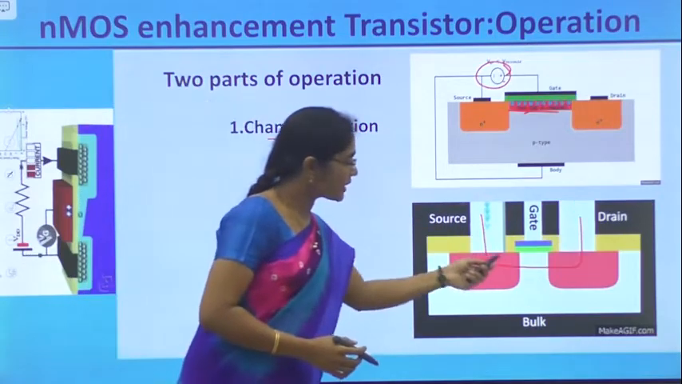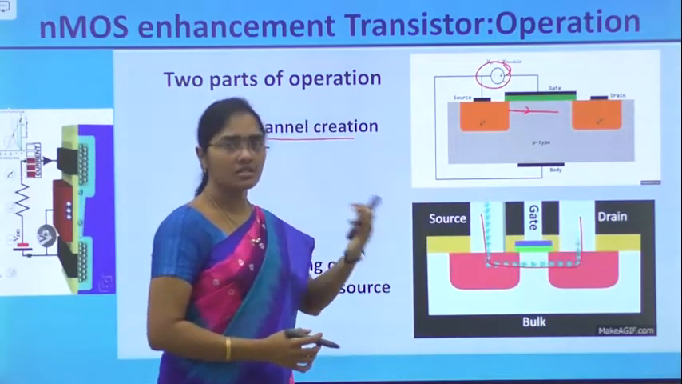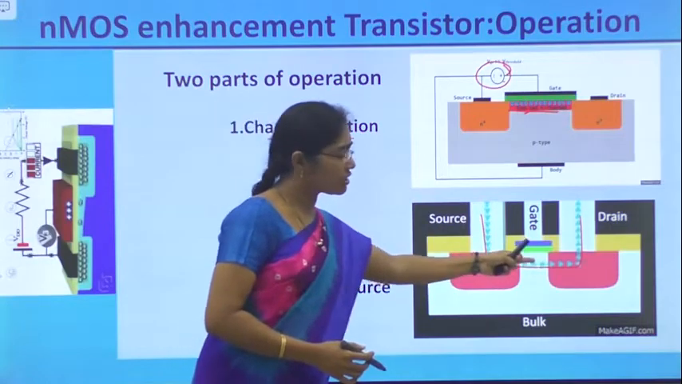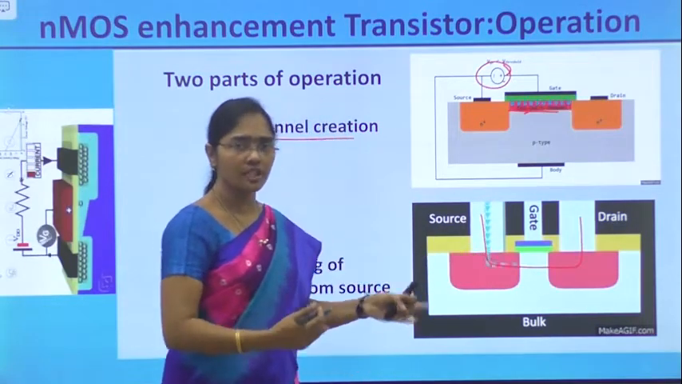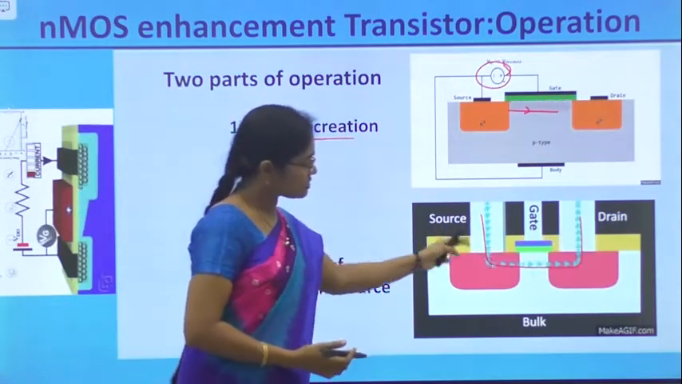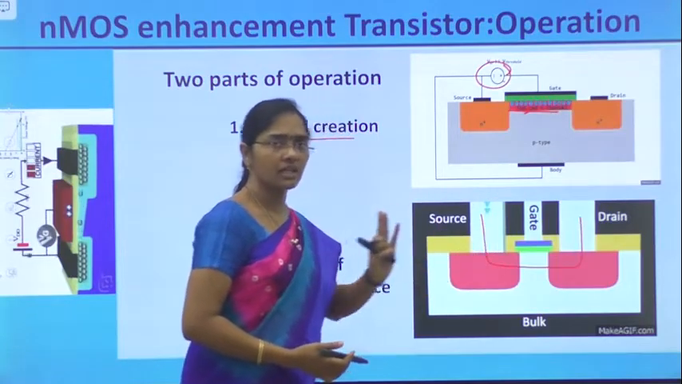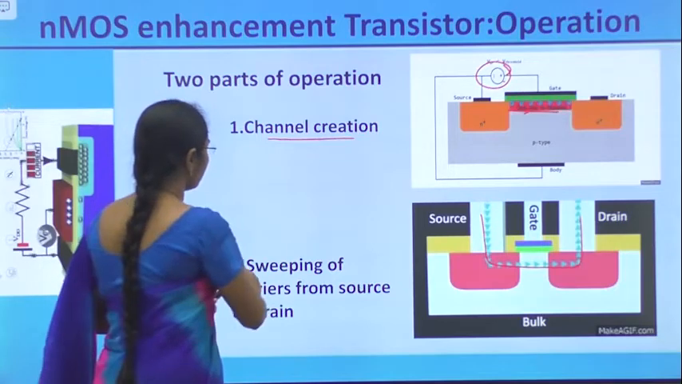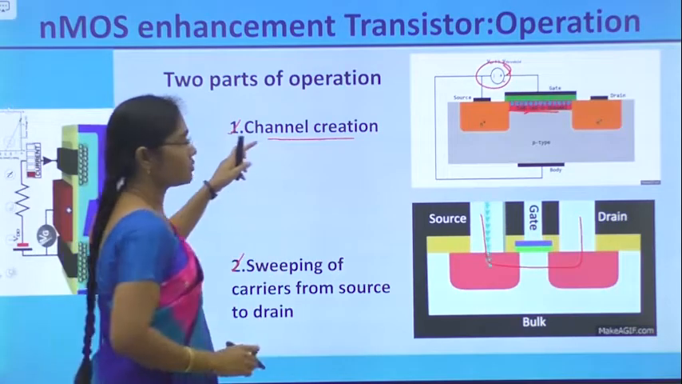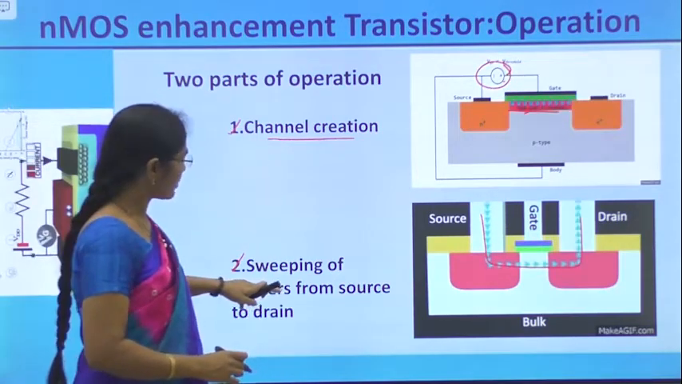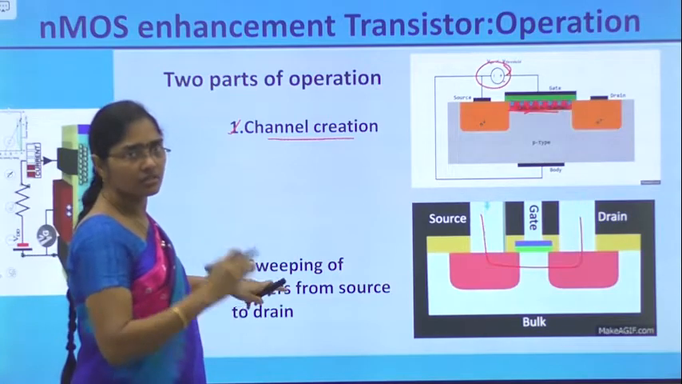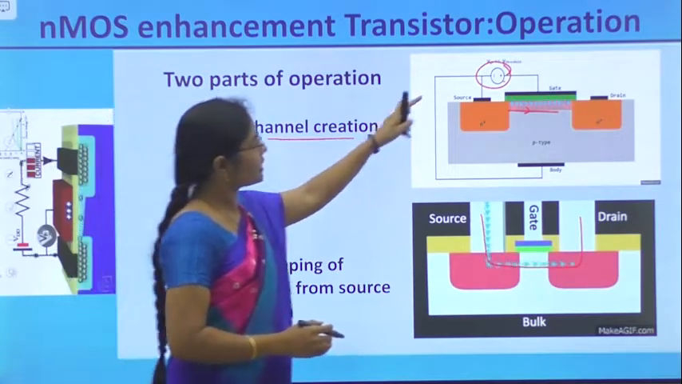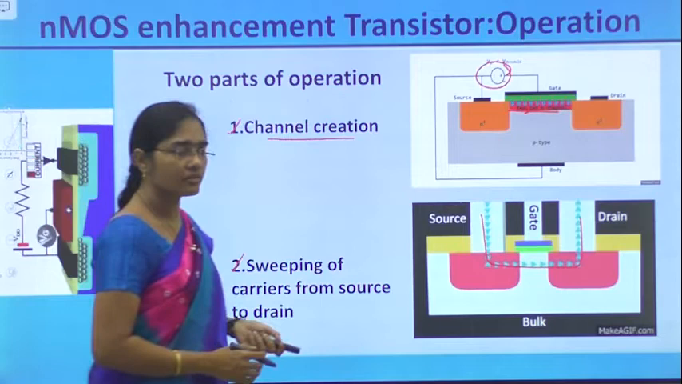Once carriers are moving, current is flowing. If it is electrons, then the current is opposite to the electron flow, or if it is holes, the current flows in the same direction. So we are going to see these two operation parts: one is channel creation, and the other is making the carriers flow by applying the voltages VGS and VDS.